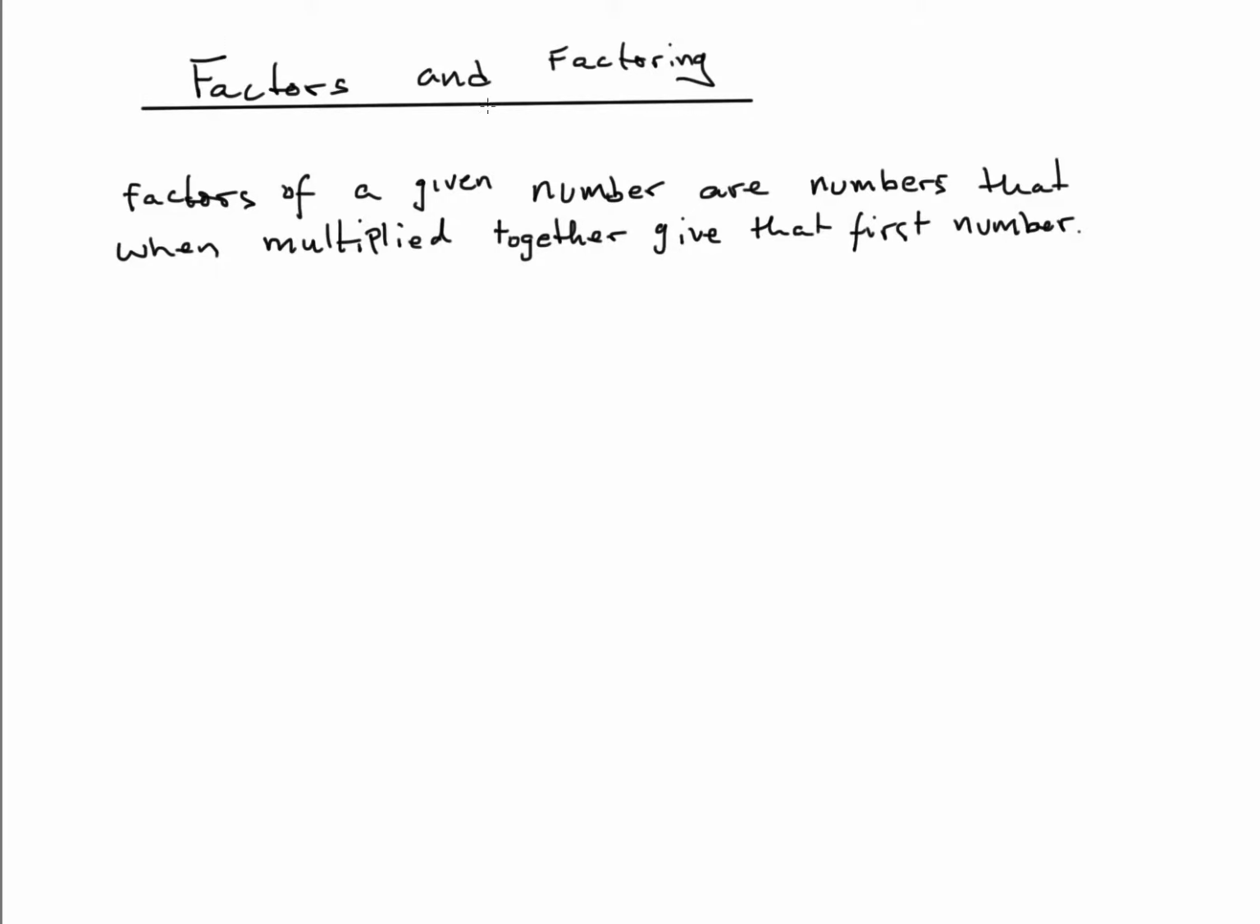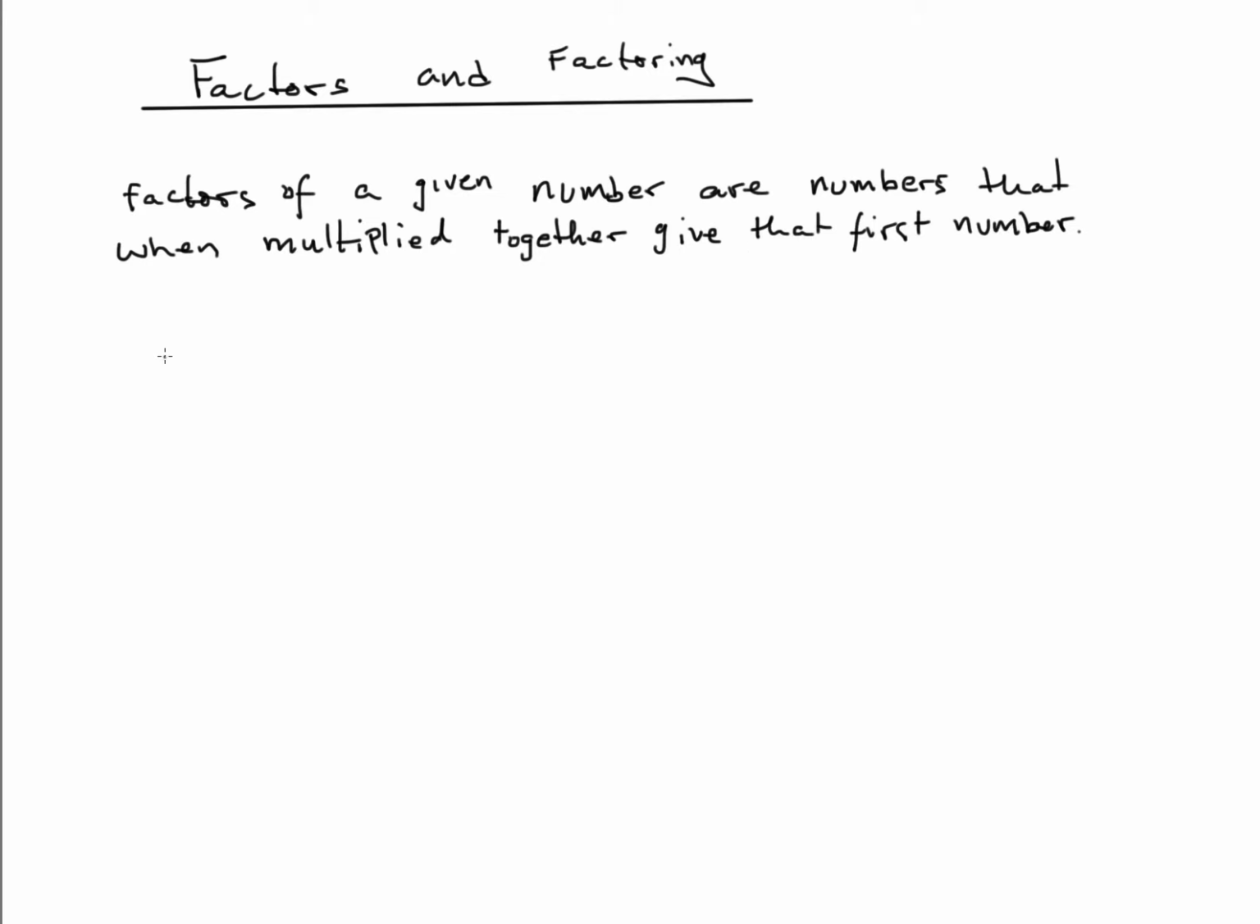So let's talk a little bit about factors and factoring. The definition of a factor is any numbers that, when multiplied, give you another number. Factors of a given number are the numbers that, when multiplied together, give that first number.